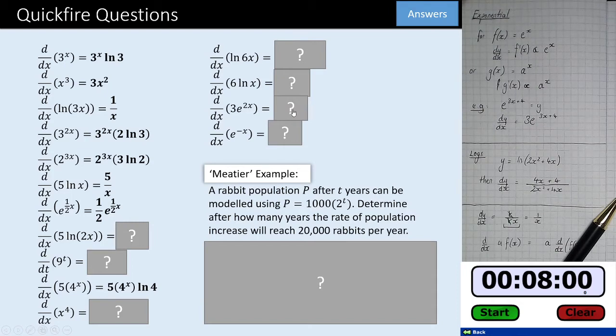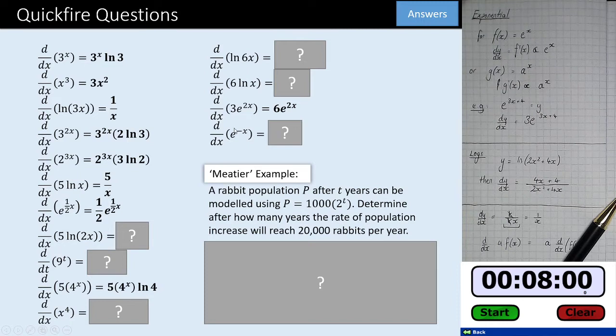3e to the 2x, so we're going to pick and choose a few of them now. This one is a function of e, so I'm going to have the derivative of 2x, which is just 2, times it by 3, we get 6, so I get 6, and then e to the 2x, because the actual exponential part of things doesn't change.